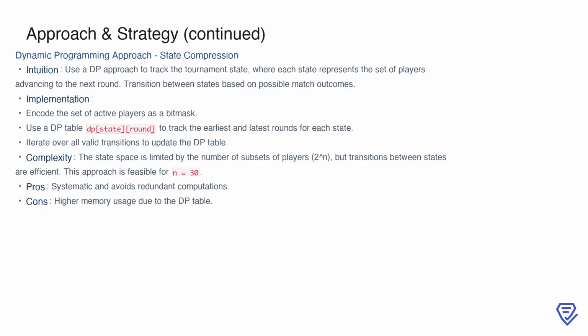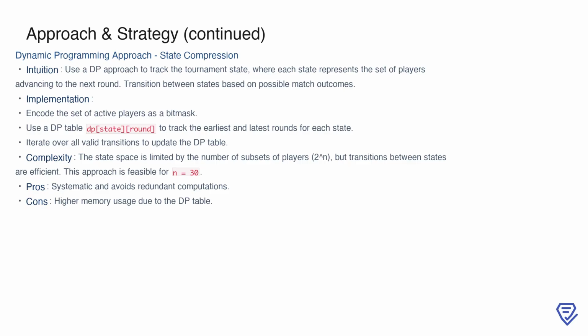A DP table, dp[state][round], is used to track the earliest and latest rounds where the two players meet for each state. Transitions between states are based on valid match outcomes, allowing us to systematically explore all possibilities. This approach avoids redundant computations by iterating over valid states and transitions efficiently. While the state space is determined by the number of subsets of players, which is 2 to the power of n, the transitions between states are computationally manageable.